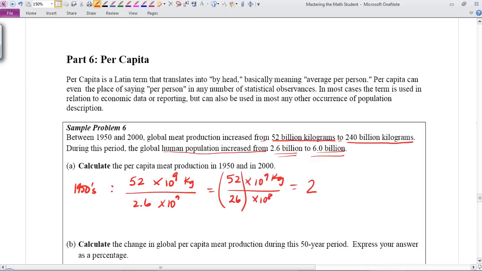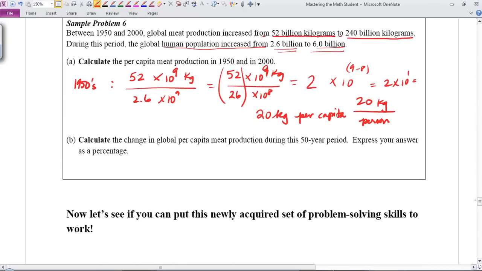And then what do we do about these exponents over here? That's a 9. So I'm going to subtract 9 minus 8, which gives a nice, delightful 2 times 10 to the 1, lovingly known as 20 kilograms per capita. So you can either go per person, like that, or you can say 20 kilograms per capita. And if you're writing or typing a paper, that's a whole lot easier to do than try to get a stacked fraction in there in typeset.